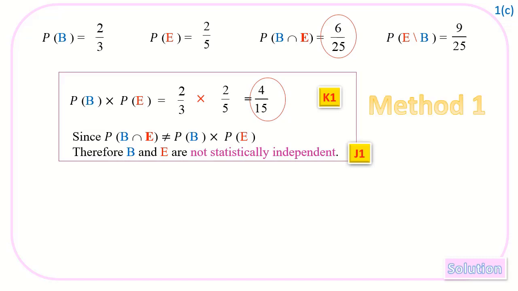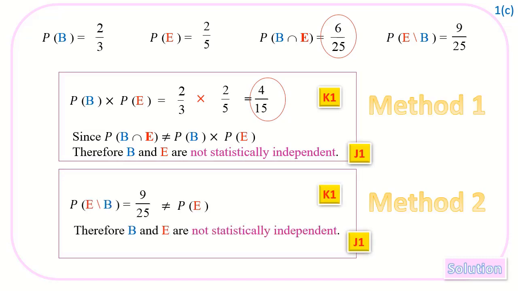This is method 1. Or you may also use conditional probability, since the probability of E given B is not equal to the probability of event E. So we can say that B and E are not statistically independent. Both of these methods will give you 2 marks here.